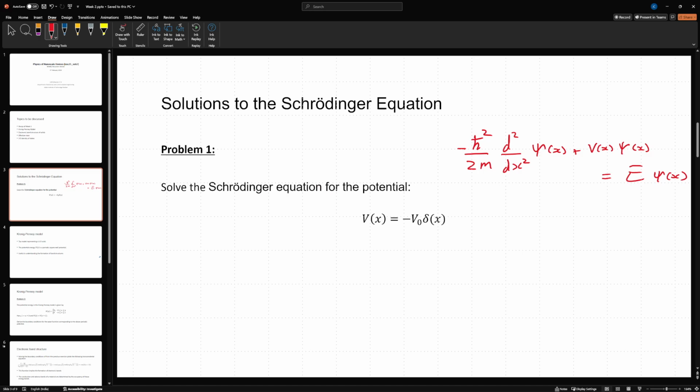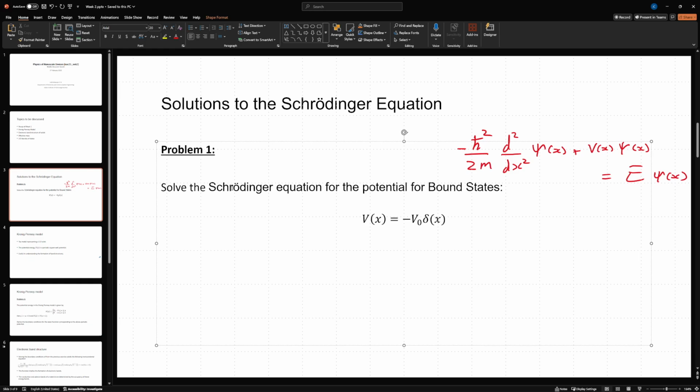Okay, I should actually add one more line here for bound states. Has the font gone up a size? Seems to be the case. Yeah, indeed it has.